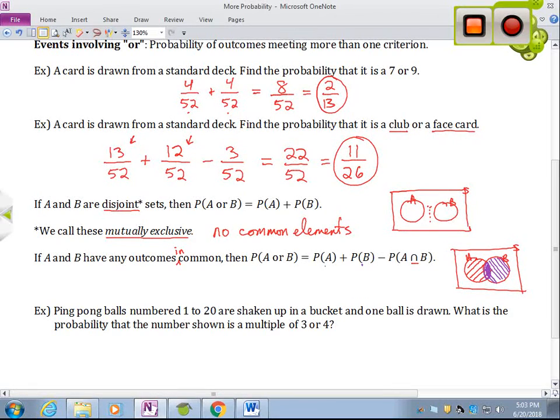I don't want to subtract it twice. It still has a likelihood of being chosen, and it still satisfies our condition. Like, I don't want to take out the jack of clubs twice for club or face card, but I do need to take it out once so that it doesn't get counted as part of both groups. So the important thing to remember here is that if there is any overlap, you need to subtract that overlap, okay? We need to subtract that intersection.